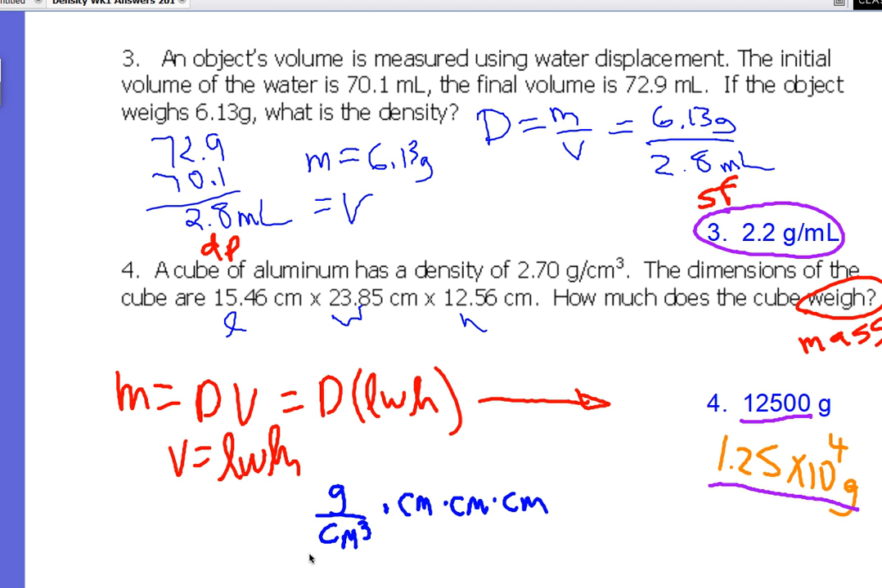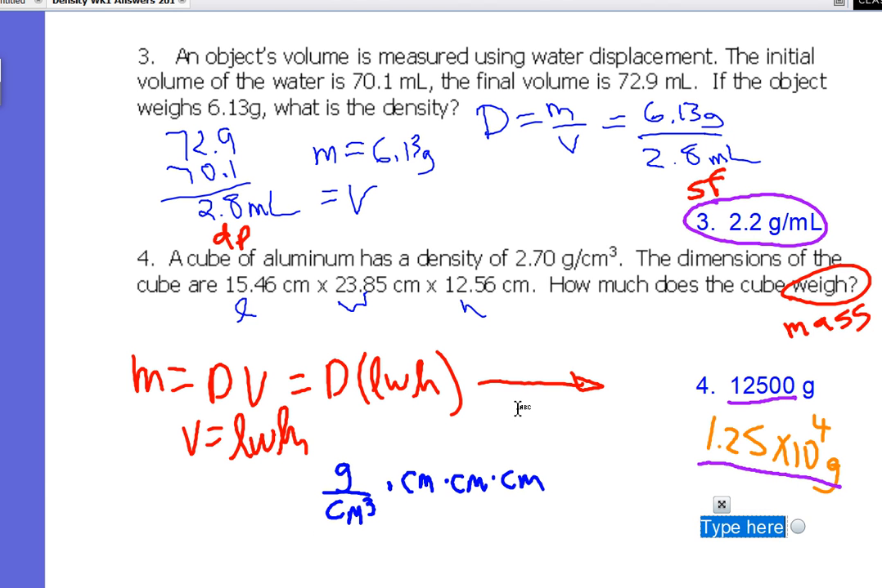There's even that one kid in the back of the room, and that kid did 12.5 kilograms. Also a perfectly fine answer, just converted grams to kilograms. This says what is its mass, and the mass could be in grams or kilograms. And this would be a good time to switch to kilograms if you wanted to.